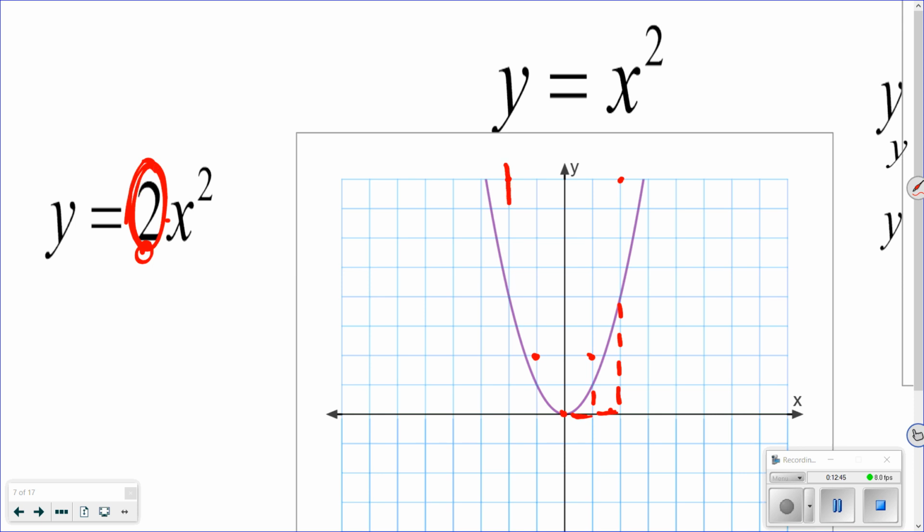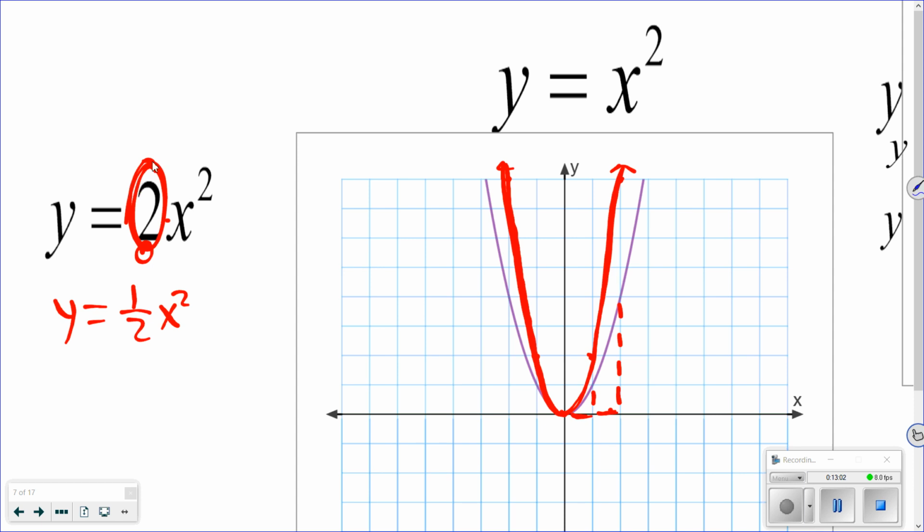It makes it steeper. So I don't care if you think of that as being steeper or if you think of that as being a stretch, a vertical stretch. You can describe that either way, but that's what's going to happen. If I were to make that a half, let's do that a different color.